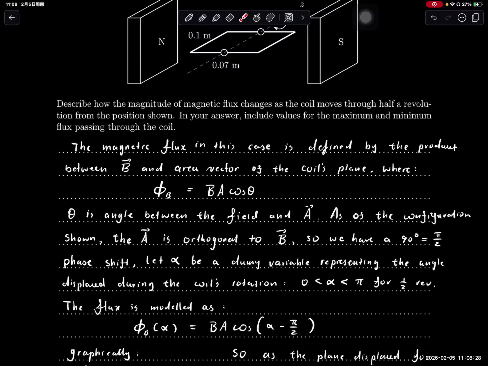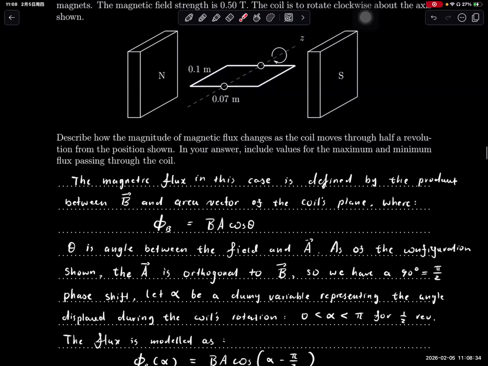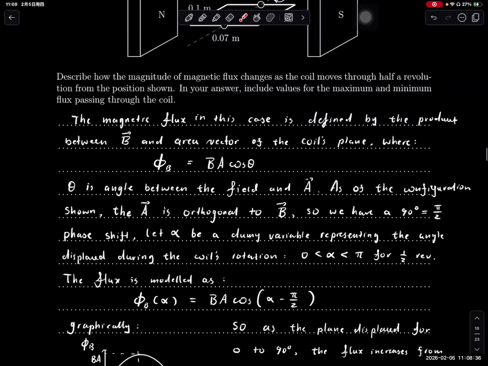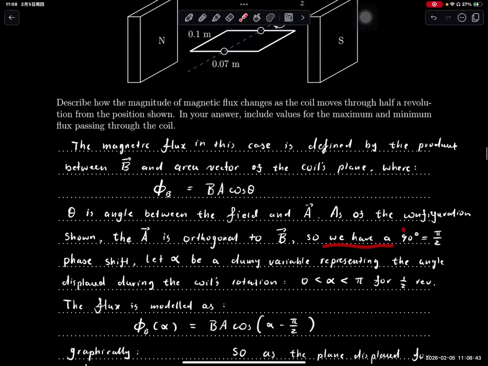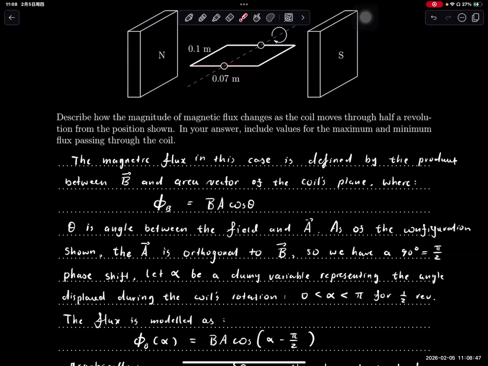In the configuration as shown now, the area vector is currently perpendicular to the magnetic field. So the A vector is orthogonal to the magnetic field, which means we have a 90 degrees phase shift. So theta doesn't start from zero at the point where we start the motion. Here theta is 90 degrees, so we have a 90 degrees phase shift.